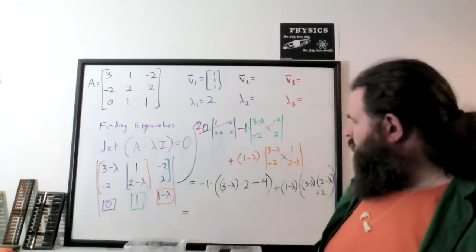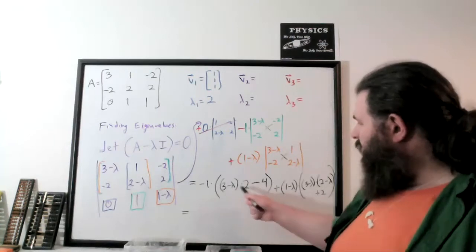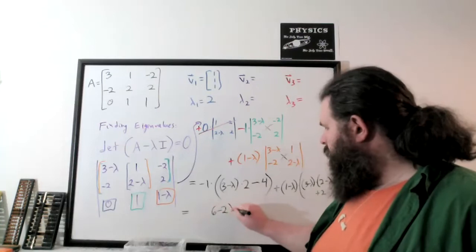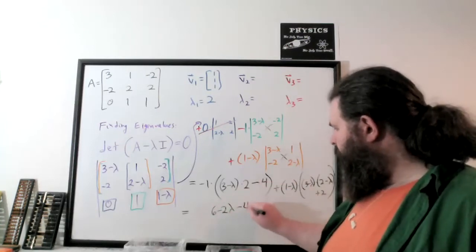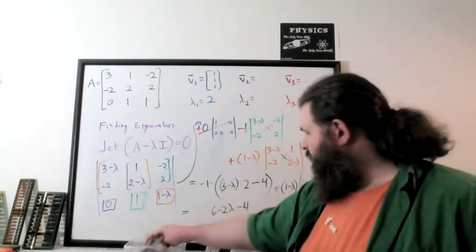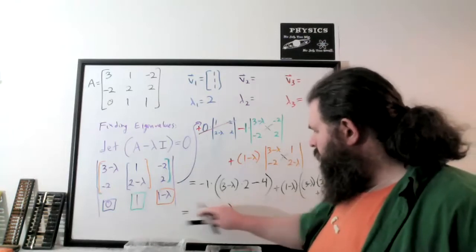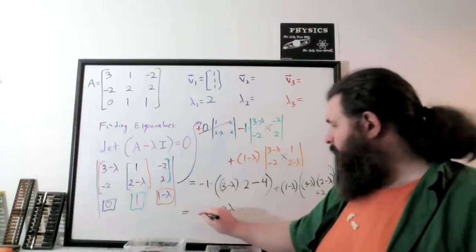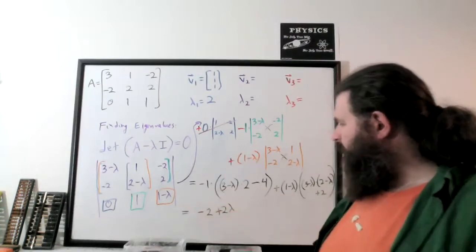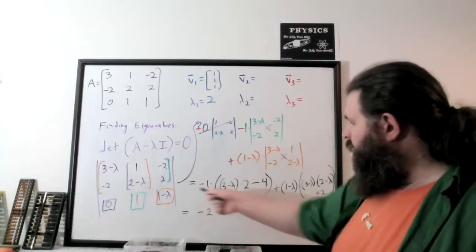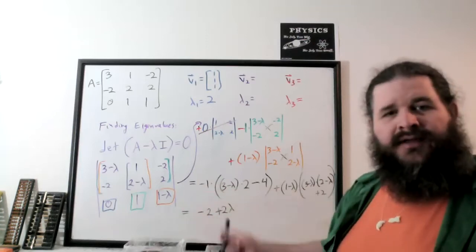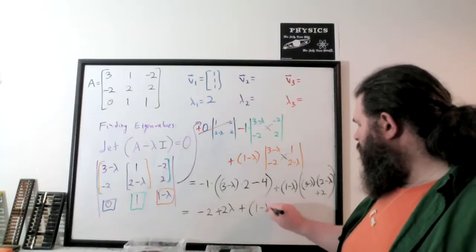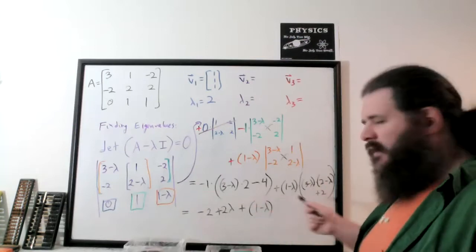And let's see what we can get for the rest of it. We've got 3 minus lambda times 2 would be 6 minus 2 lambda, minus 4. So the -4 and the 6 combined are just 2. And we're multiplying that whole thing by -1. So that becomes -2 plus 2 lambda. So this entire first cofactor becomes just -2 plus 2 lambda, plus 1 minus lambda times this whole thing.